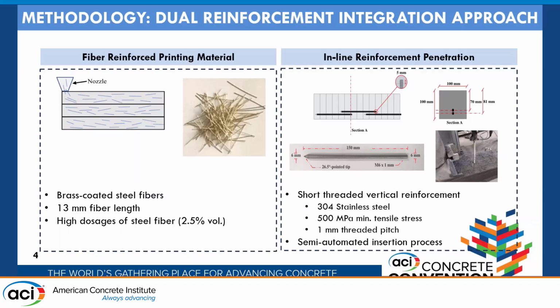So in our study, we have employed a dual reinforcement technique where we have 3D printed our structure with a fiber reinforced material. In this case, we have used brass coated steel fibers, 13 millimeters in length, at a very high fiber dosage of 2.5% volume. And because we know that fibers do not provide any kind of interlayer reinforcement, we additionally strengthened the 3D printed structure by integrating short threaded vertical reinforcement in a semi-automated process.